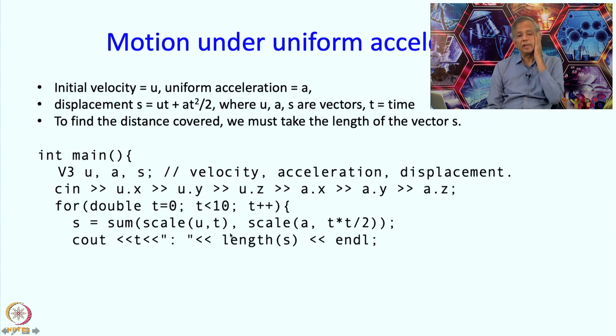So then we print out, as a function of t, the displacement that has happened, okay, and that's it. So that's the program. As you can see, we could have written this program by accessing each component of U, S, and T, but rather than that, we chose to use these functions sum, scale, and length. And the reason for that is that they reflect better what operations we are actually performing.